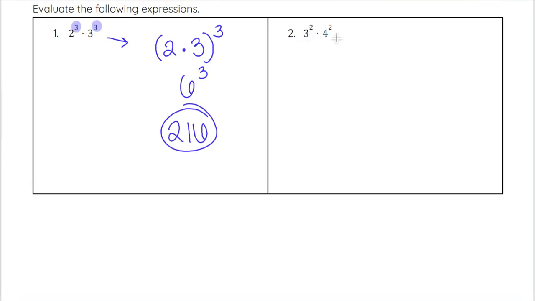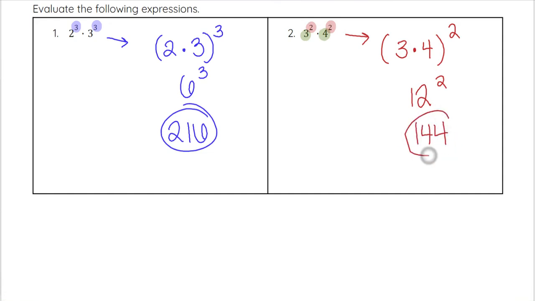Now on number 2, using that same concept, again, we have the same exponents. We have 2 and 2. And even though the bases are different, we can go ahead and use this shortcut by multiplying the bases together, 3 times 4, and raising it to that repeated exponent of 2. 3 times 4 is 12. Raise that to the second power. That's 12 times 12, which is 144.